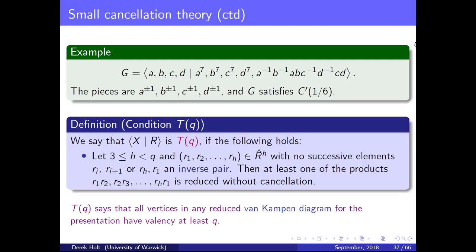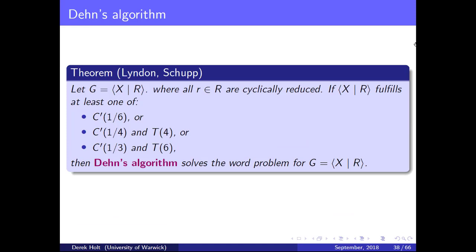Now, there's another condition which I've written down. If you don't know what this is already, I suggest you don't spend time trying to absorb it, so I won't explain it. There's another condition, T(q). I find the definition unhelpful. If you know what a Van Kampen diagram for a presentation is, then what it says is the vertices in a Van Kampen diagram have valency at least q. So let's not worry about T(q). I just put that in for the statement of this theorem.